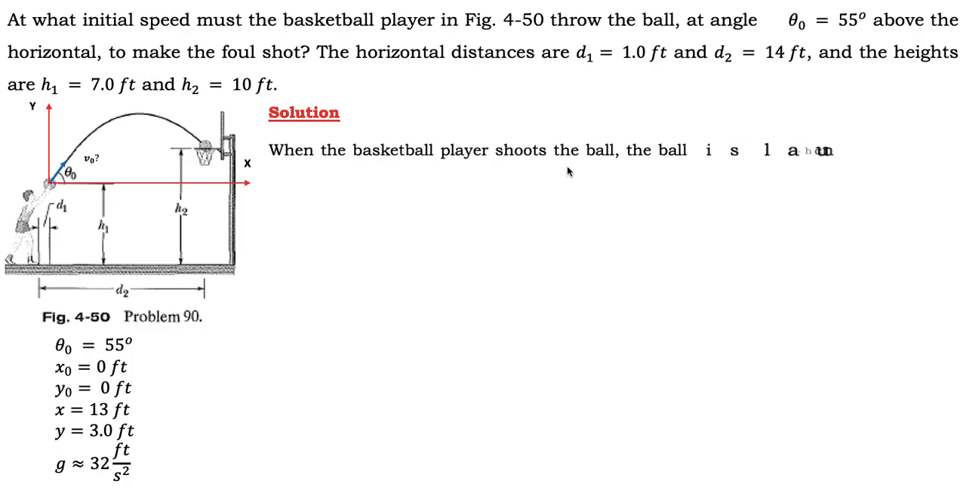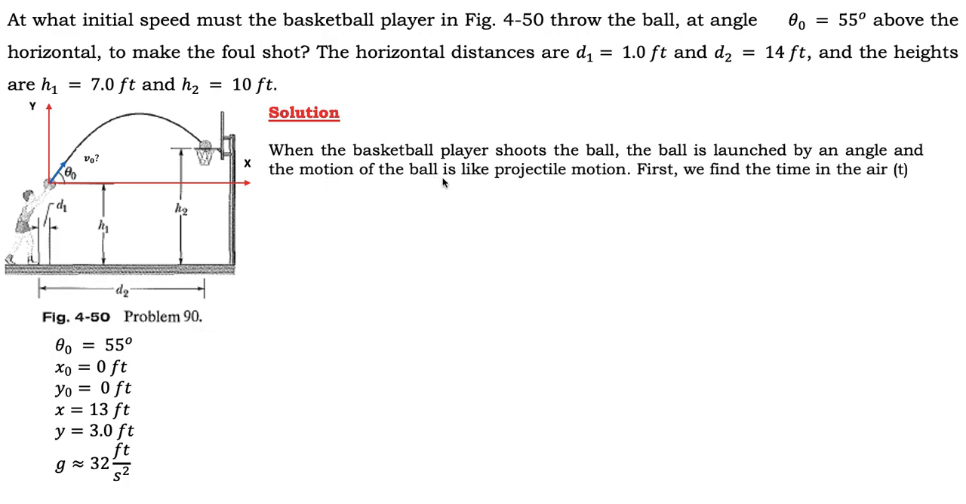When the basketball player shoots, the ball is launched at an angle and the motion of the ball is like projectile motion. First, we find the time in the air, t, using the equation for projectile motion. The final position in x direction equals the initial position in x direction plus the initial speed in x direction times the time, plus the acceleration in x direction times the time.